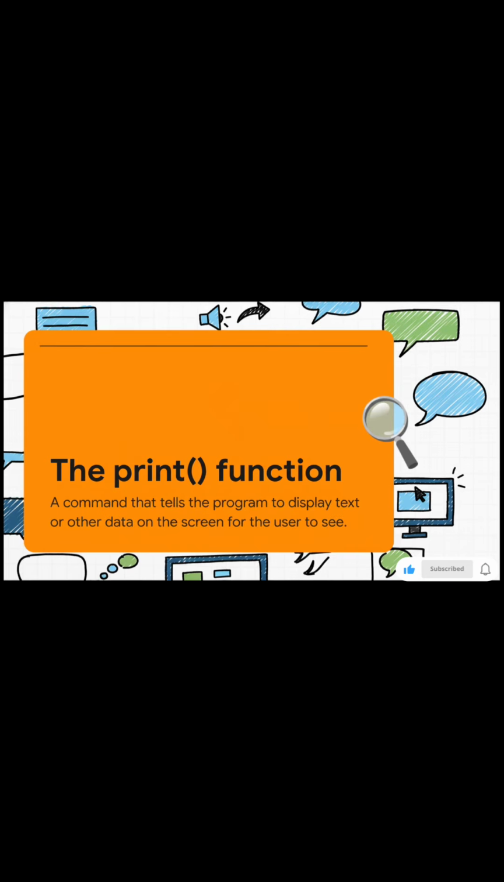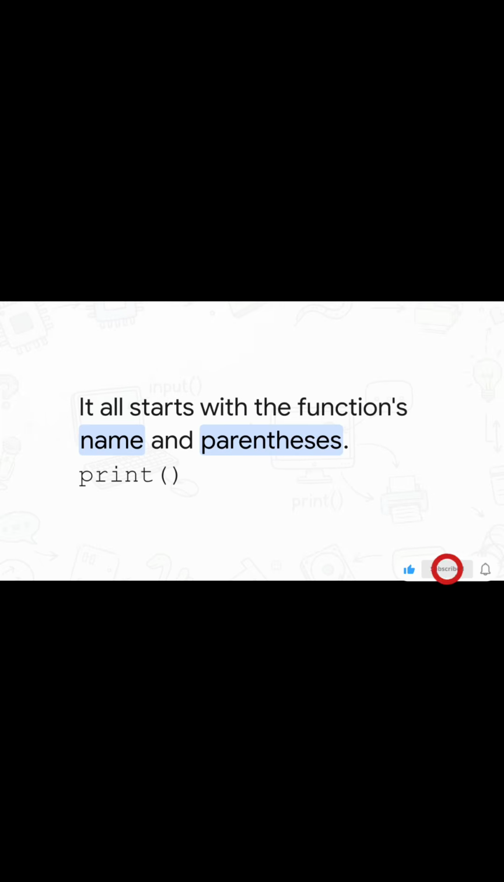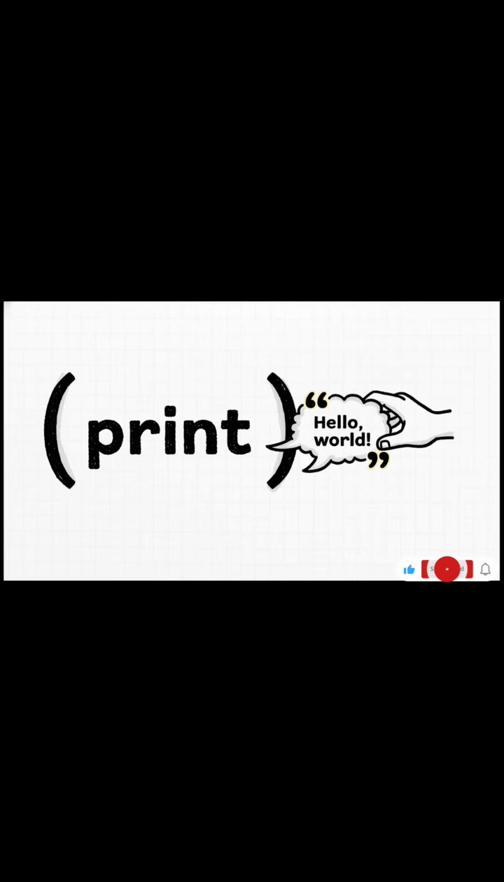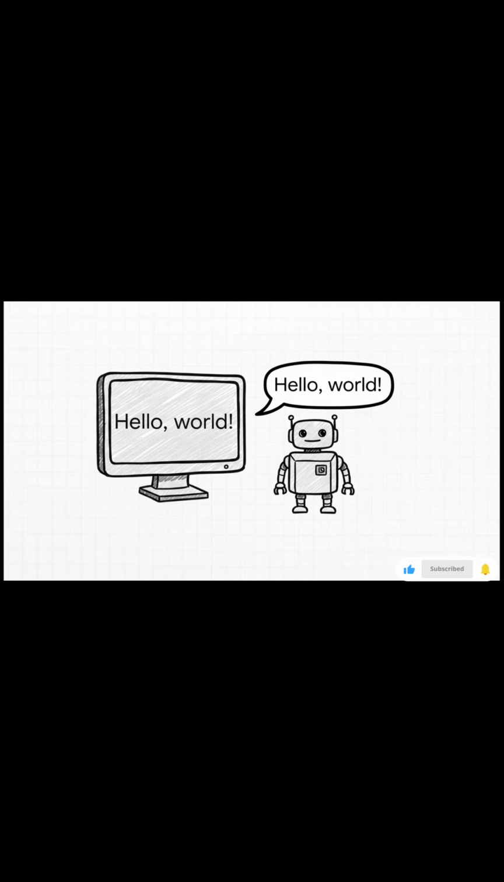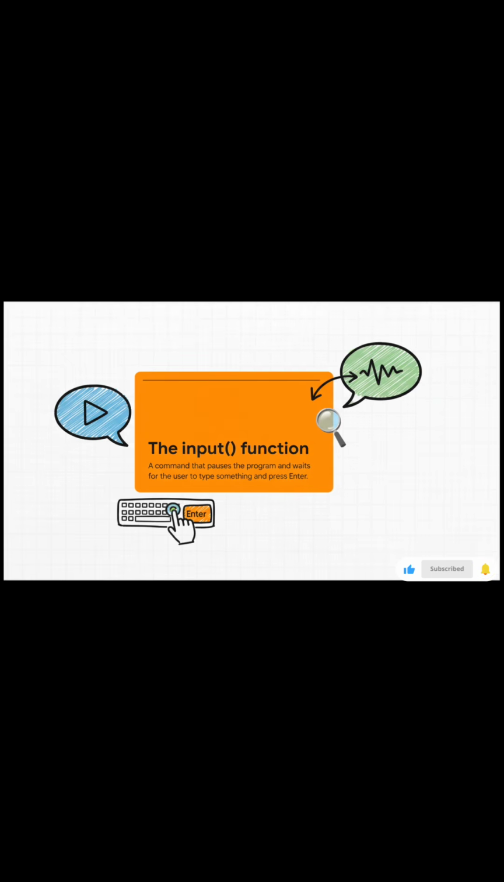To make our program speak, we use a super simple command. It's called the print function. So this is what the basic command looks like. Those parentheses, that's where the magic happens. And here's the cool part. Whatever text you put inside those quotes gets displayed exactly as is. And there it is. The program has just spoken its first words. See? Simple, right? Speaking is one thing, but a real conversation means listening too.